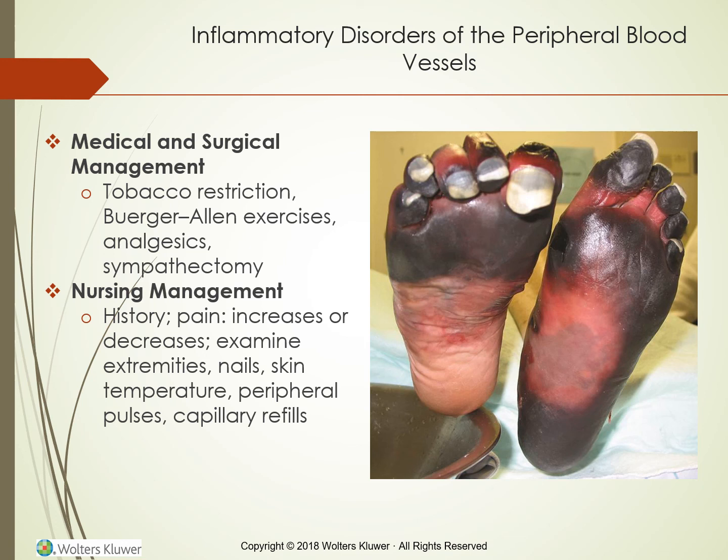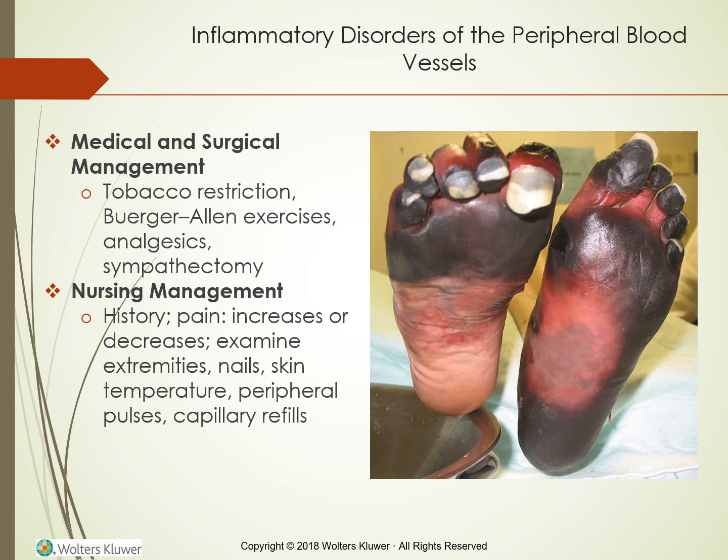Teaching the Buerger-Allen exercises. Lie flat in bed with both legs elevated above the level of the heart for 2 or 3 minutes. Sit on the edge of the bed with legs dependent or lower than the head for 3 minutes. Exercise the feet and toes by moving them up, down, inward, and outward. Return to the first position and hold it for about 5 minutes. Repeat the exercises several times during one exercise period and perform them periodically throughout the day.